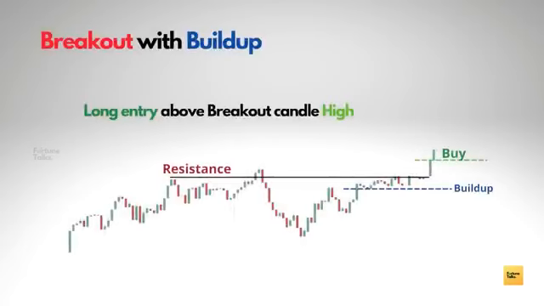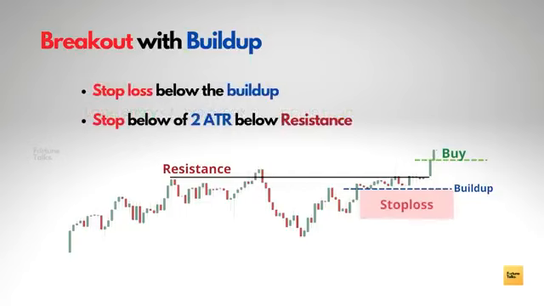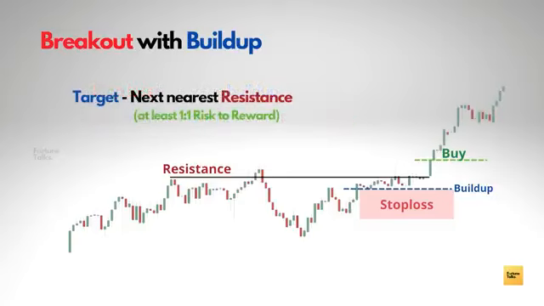So my point is that when you see a consolidation at a resistance, basically a build-up just in front of the area of resistance, this is a sign of bullish strength. In this scenario, I'll be looking to go long, and my trade entry is when the price trades above the breakout candle high, and I will put my stop loss below the resistance level, that is below the low of the build-up or consolidation, or you can even keep it around 2 times the ATR value below the resistance. Now talking about the targets, my target would be the next nearest structure, in this case the next nearest resistance level.